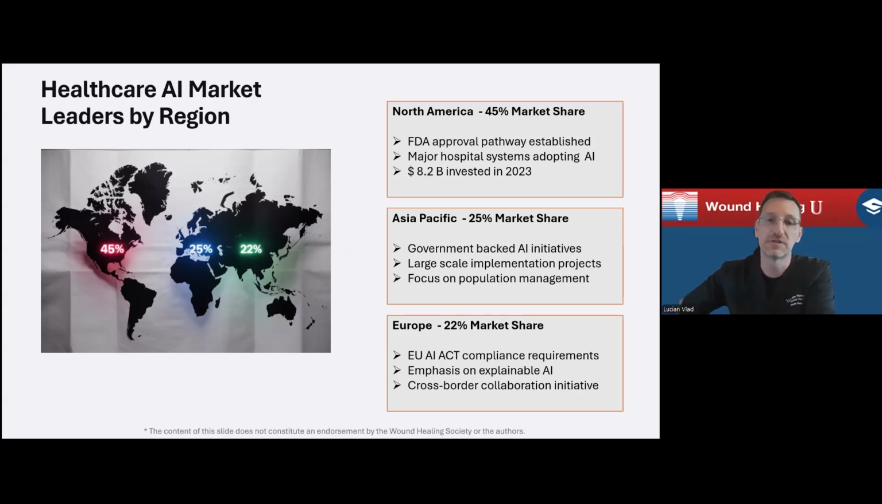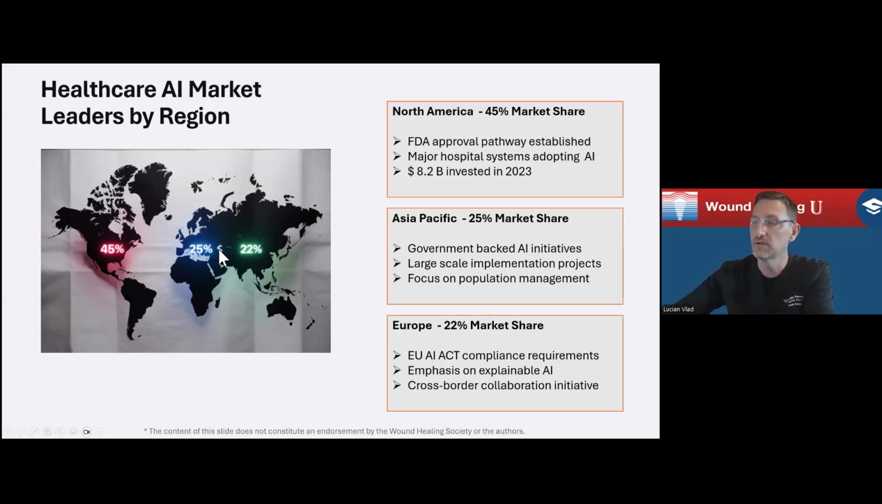The Asia Pacific region is 25%. I'm just noticing that I got the percentages wrong on the map. So the Asia Pacific market is actually 25%, and Europe is 22%. The growth in the Asia Pacific market is driven by government investments. Think about vast populations with very large healthcare systems, particularly China and India. These nations are trying to implement large-scale projects using public health management, mostly early disease detection, and they're trying to leverage AI tools to address some of the common healthcare challenges.